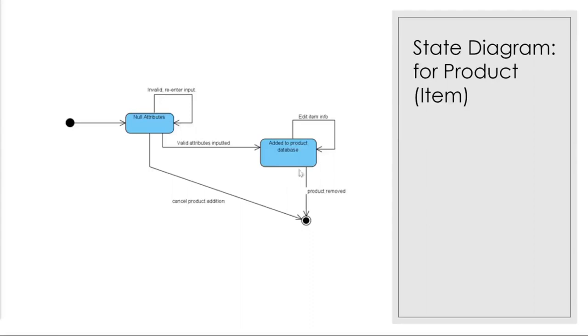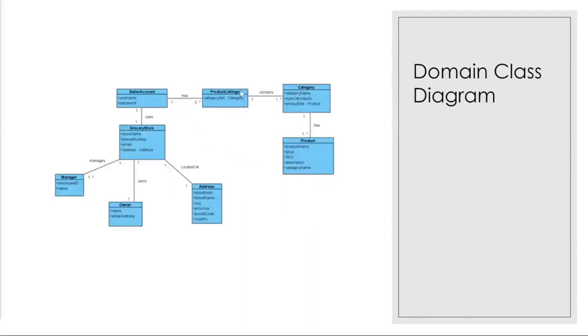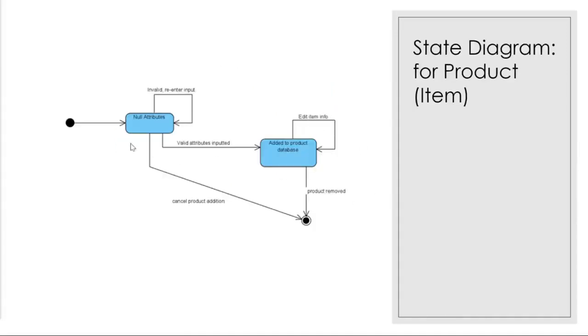And so this is for the product class right here. This is the state diagram for it. When a product is created, there's nothing in there, null attributes. If a user enters something invalid, it'll ask to re-enter again. Otherwise, the user can cancel, and then this object is deleted. And if valid attributes are inputted, then the product is added to the database, and then the user can edit the info in this object. And if the product is removed, the object gets deleted.